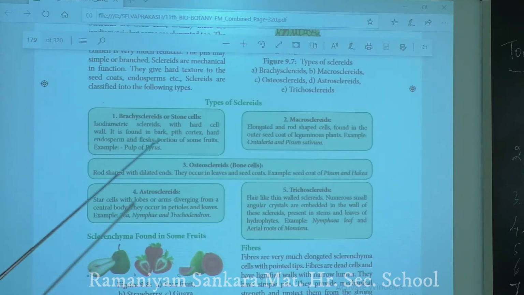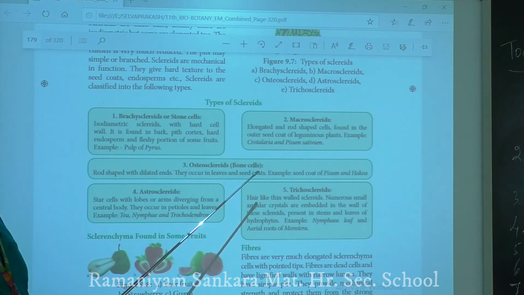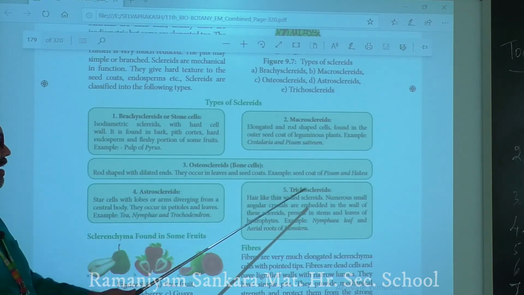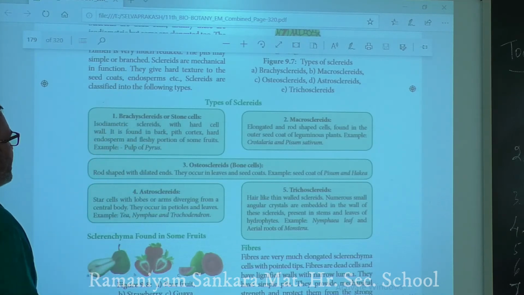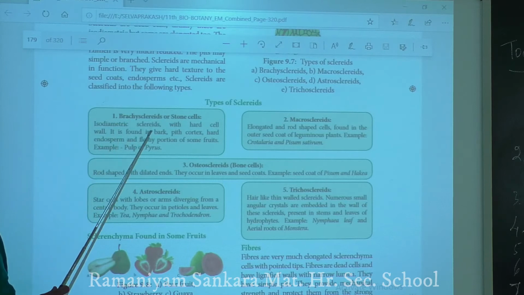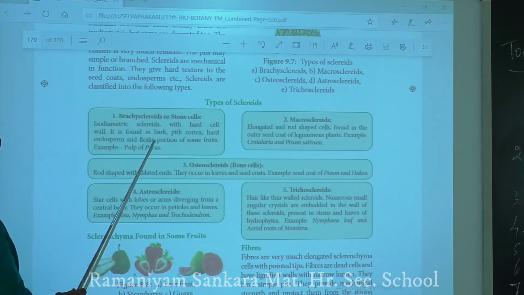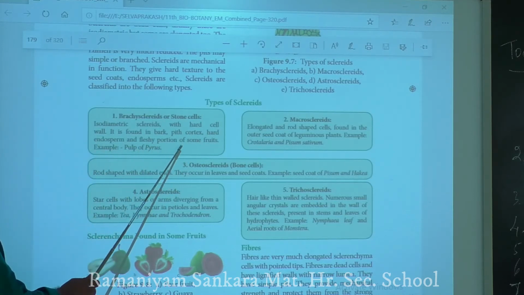Brachyscleroids or stone scleroids, macroscleroids, osteoscleroids. It's called bone cells. They will ask one more question. Osteoscleroids and trichoscleroids. First one is brachyscleroids or stone cells: isodiametric scleroids with a hard cell wall. It is found in bark, pith, cortex, hard endosperms, and fleshy portions of some fruits also.